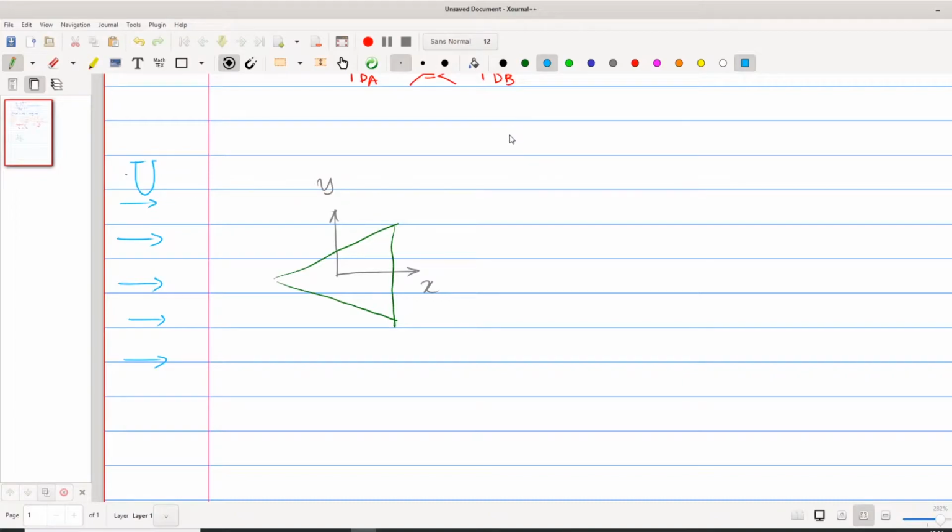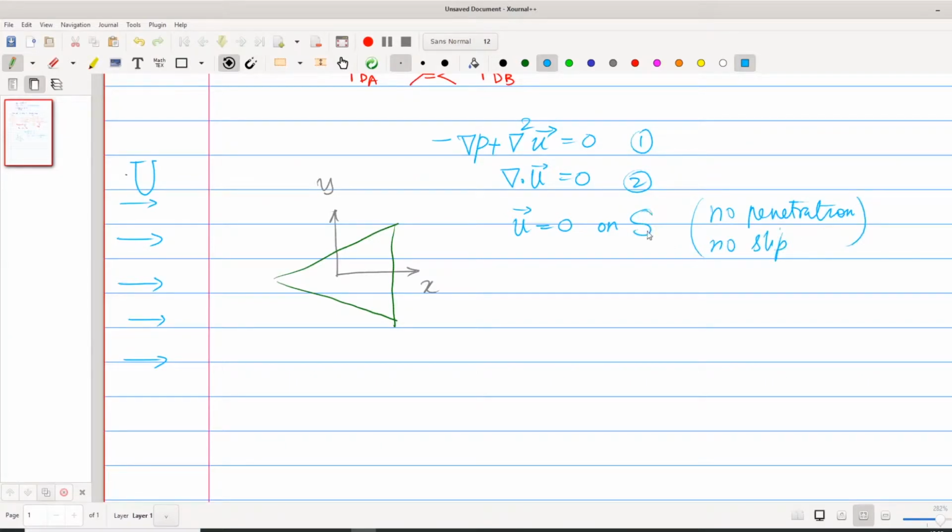So the governing equation for this is this, the governing equation for the flow along with the continuity equation. Equations 1 and 2 are subjected to u equals 0 on the surface of the body. Essentially u equal to 0 means no penetration and no slip on the surface. So S represents the surface.